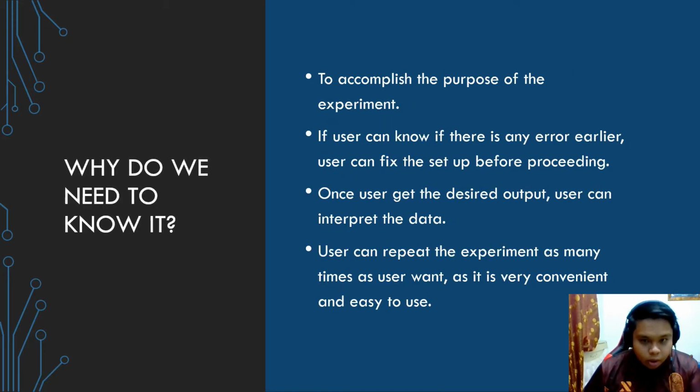But why do we need to know it? You need to know to accomplish the purpose of the experiment. And if the user can know if there is any error earlier, the user can fix the setup before proceeding. So basically the user can get more accurate data if they know there are some errors in the text file.